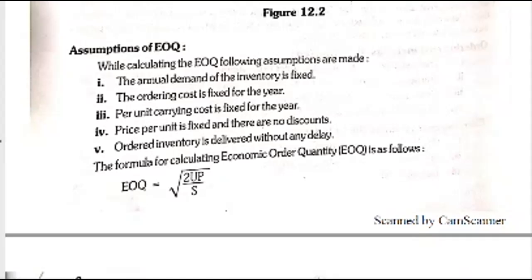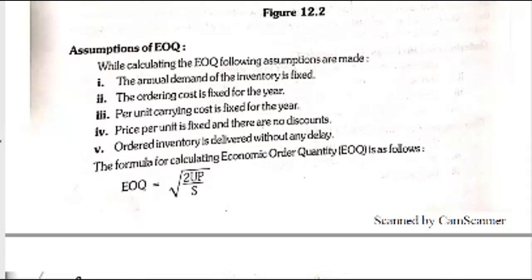What is U? U is the annual demand of inventory, or the inventory you need throughout the year. It is in terms of units. If I say that your business needs 10,000 units of inventory throughout the year, then U is 10,000 units. What is P? P is the ordering cost per order. If for placing an order you need to incur a cost of 500 rupees, then this 500 rupees is the cost per order, this is P.